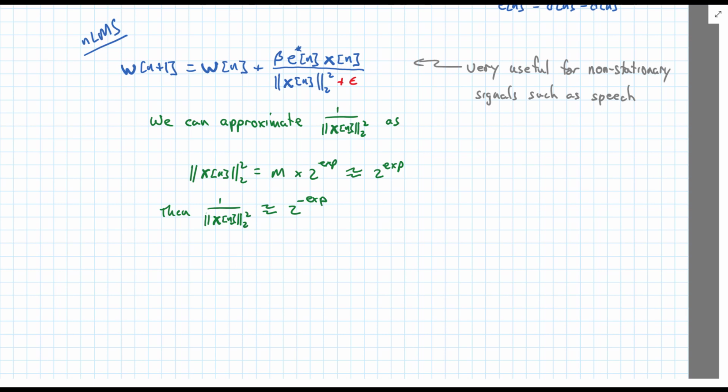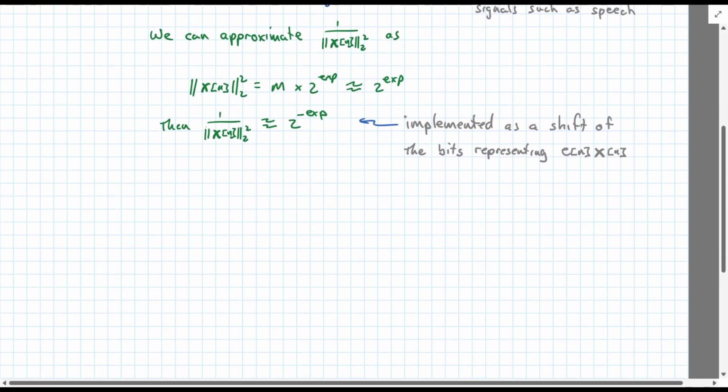Okay, first off, that was really easy. Our division became a sign change, and this operation is implemented as simply a shift. So we're not going to implement it as a shift just like that. As long as we're making this type of an approximation, we may as well go a little bit further.